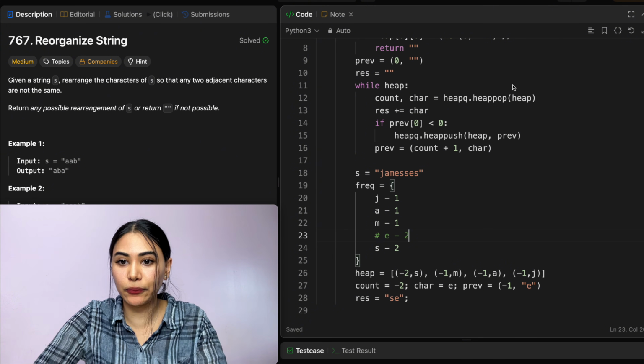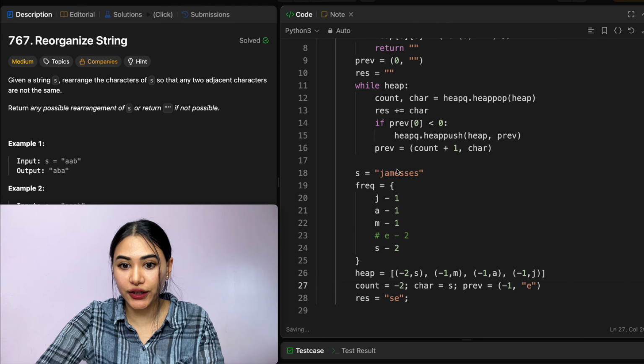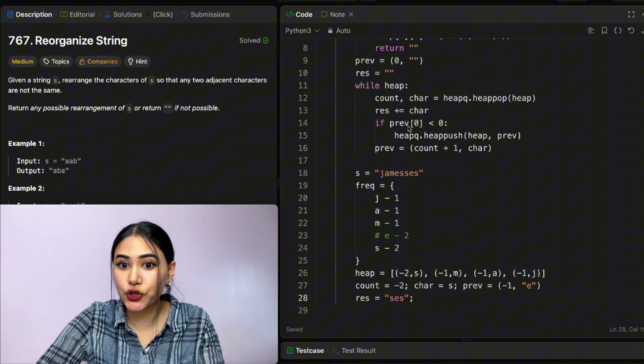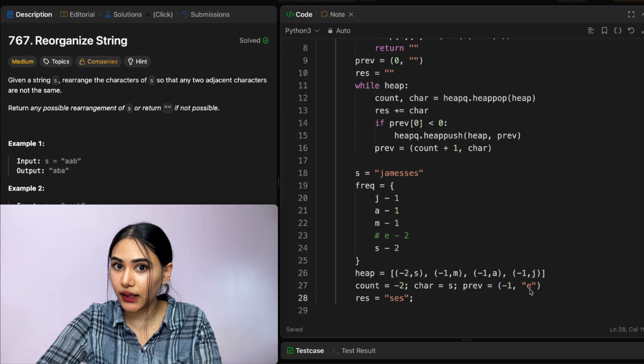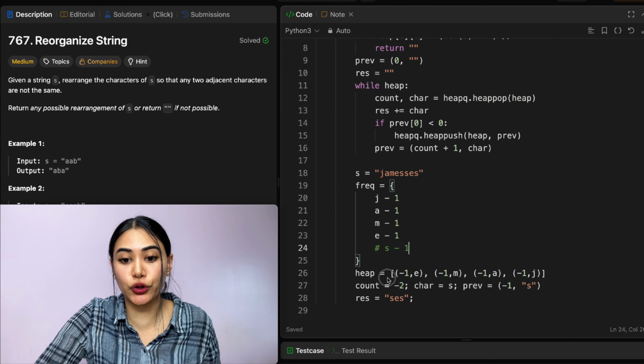Looping through, repeat the same process, pop from heap. We get negative 2s, add s to our string. Check if there's something we want to bring back to the mix. So negative 1e. And what are we putting aside? Count plus 1 of s, so negative 1s. Go back in here while heap, this is true, this is not empty.